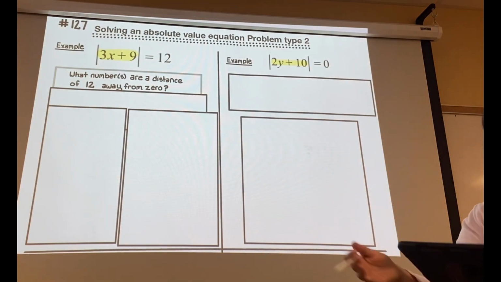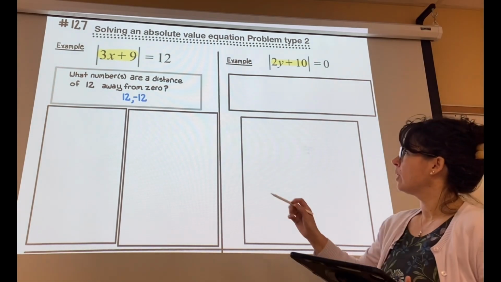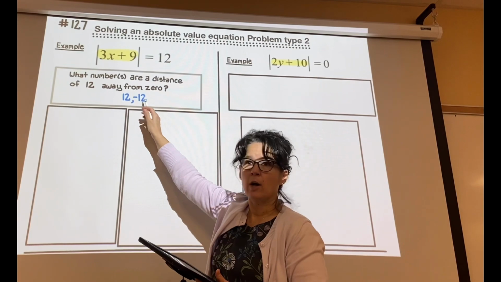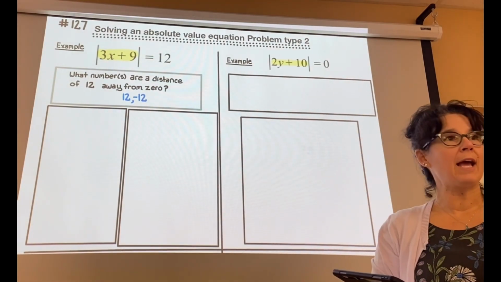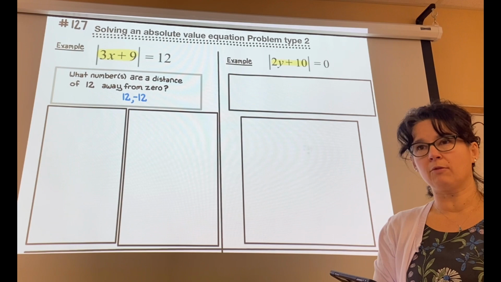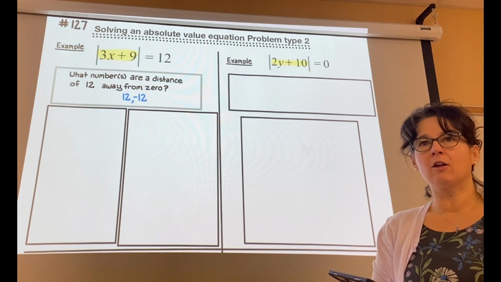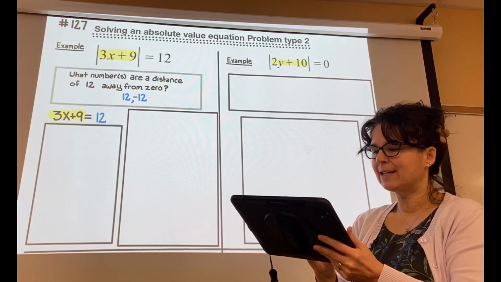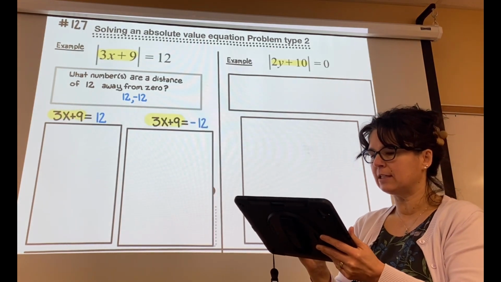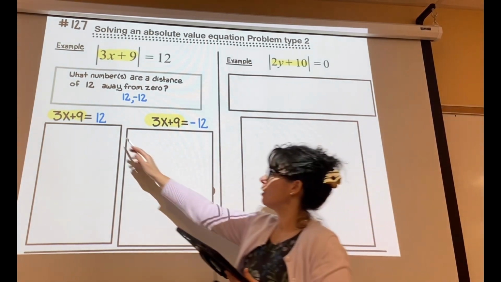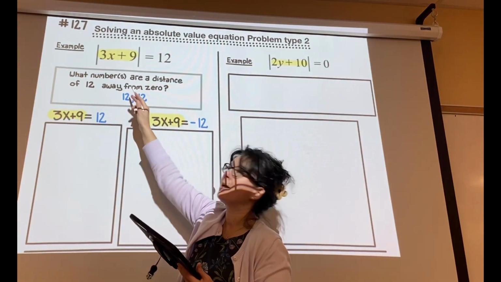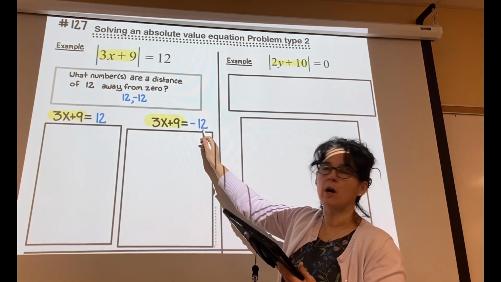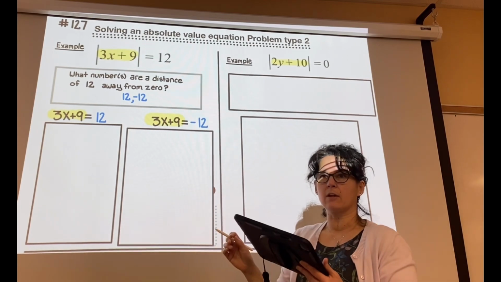So now our job, if we know that we want the inside of that to be 12 or negative 12, is to figure out what x would make that yellow 12 or make that yellow negative 12. So we're going to set the yellow, what's inside the absolute value, equal to 12 to find the x that'll make the inside 12, or set the yellow equal to negative 12 to find the x that would make the yellow negative 12.